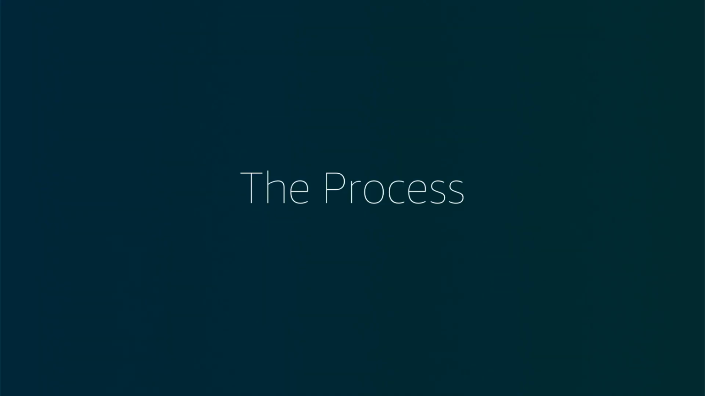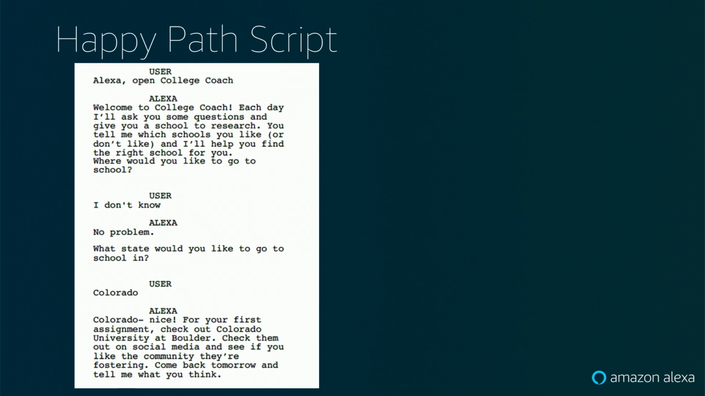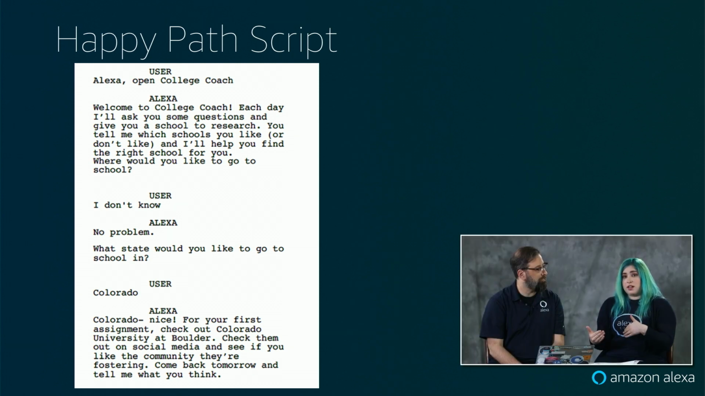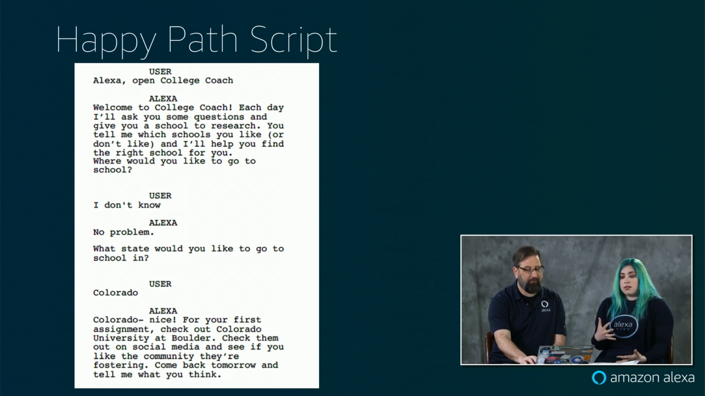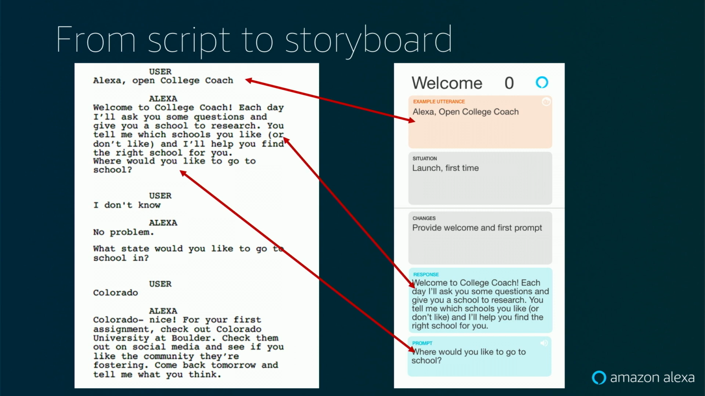So as we talk about advancing the state of the art as a community, how we talk about going beyond just user initiative and system initiative, we've got to think through what it means to go mixed initiative. So the process that I use, coming from more of a screenwriting background, is I start with a happy path script. This is a good way to document the conversation that the user is going to have with Alexa. In the case of College Coach, it's the first time that they use my skill, where they're going to say, Alexa, open College Coach, and she's going to give them that big welcome, telling them what they can do in this skill.